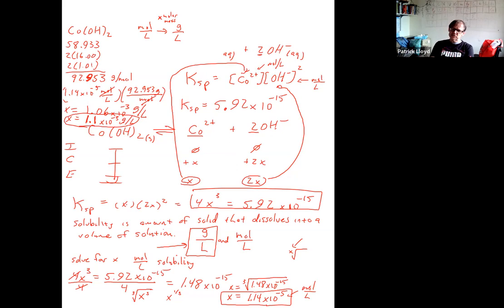The ALEKS question is not explicit. I want to point out that in most textbooks, what they have you do is calculate the molar solubility, which would just be x, the cube root of KSP over 4. But in the ALEKS problem, they want us to do one more step, which is to find the solubility in grams per liter. So do that extra last step. Let me show you one more example.